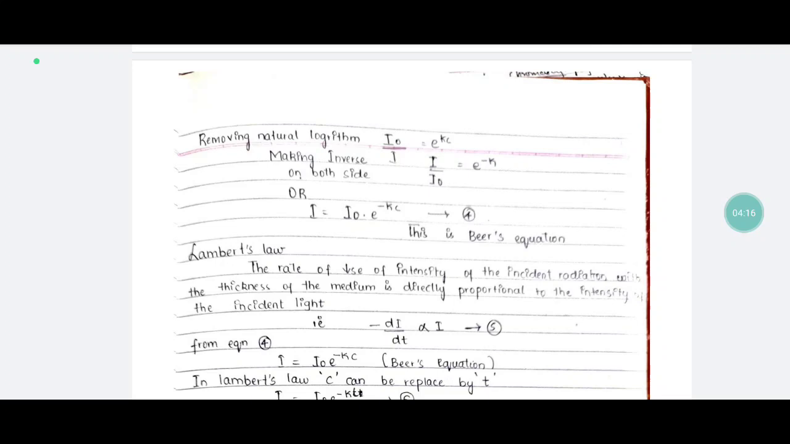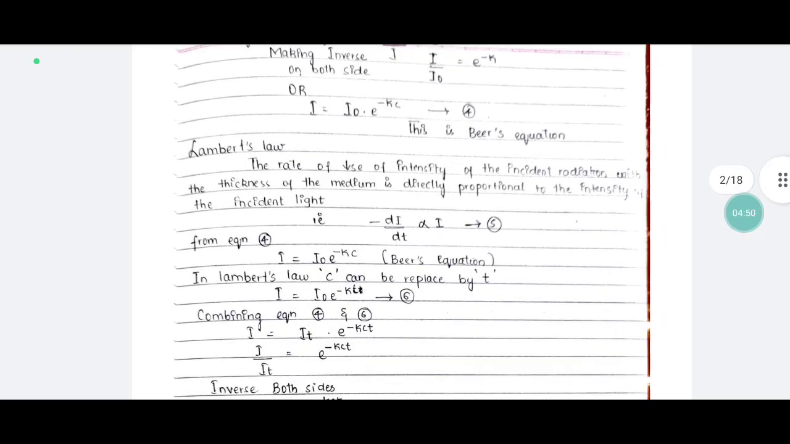We are coming to the next, that is Lambert's law. The rate of decrease in the intensity of the incident radiation with the thickness of the medium is directly proportional to the intensity of the incident light, that is minus dI divided by dt is directly proportional to I, that is equation number 5. From equation 4, we take I is equal to I naught into e to the minus kC, that is Beers' law.